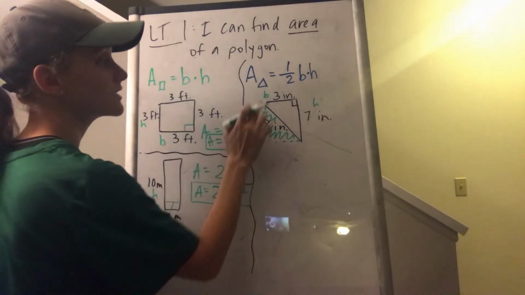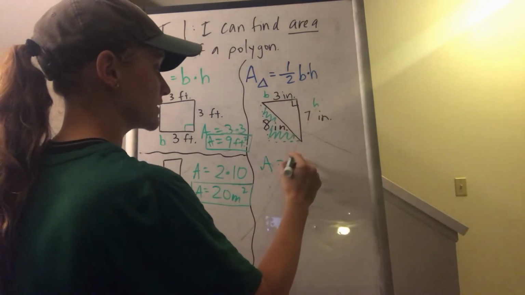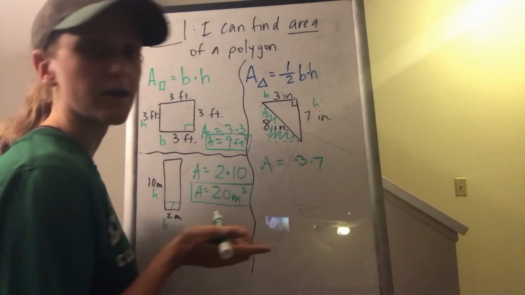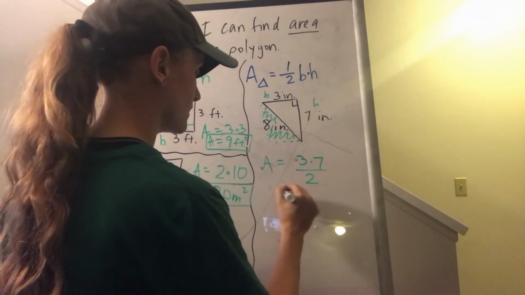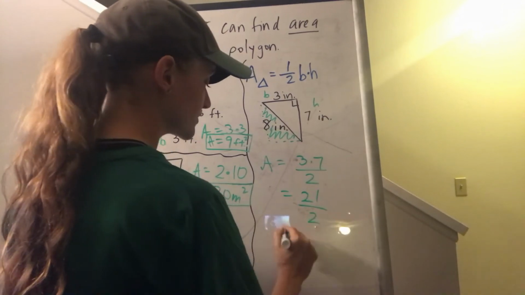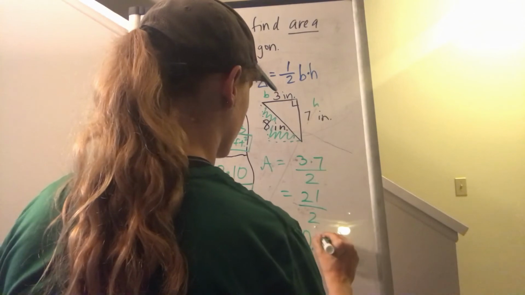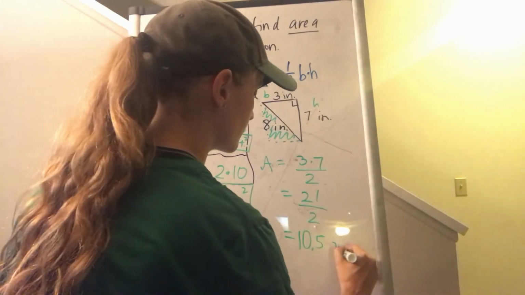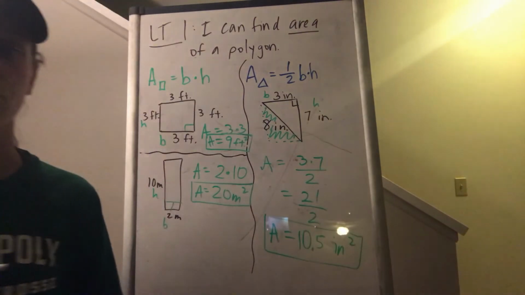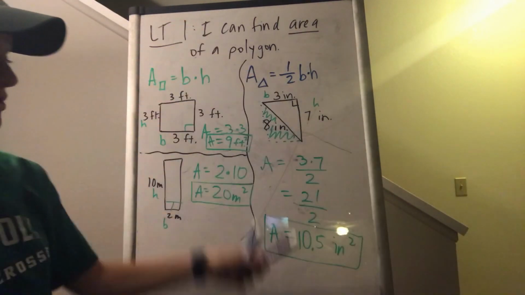Alright, so for this one, my base is 3, my height is 7. So I do 3 times 7. Remember, I got to cut that in half because I only want half of it. So 3 times 7 is 21. Divided by 2, if I was to do some long division, that would be 10.5 inches squared. Okay. So if it was a full rectangle, it would have been 21 units, but because we only want half of it, it's only going to be 10.5.